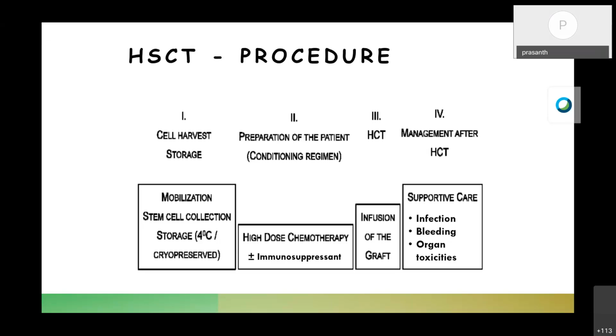For an autologous transplant, you have to harvest the stem cells beforehand, and then you're going to administer chemotherapy over the next 5 to 7 days.